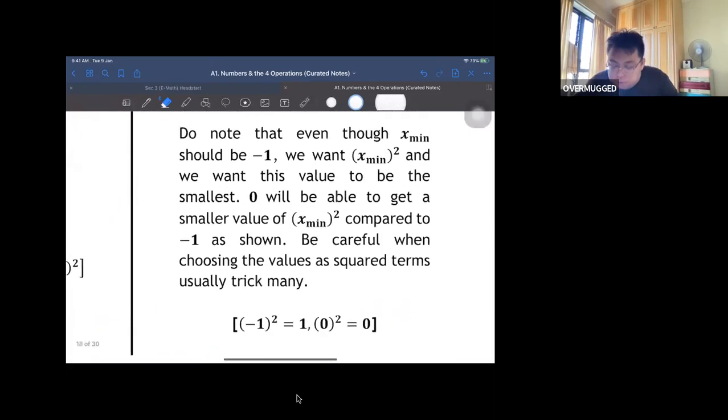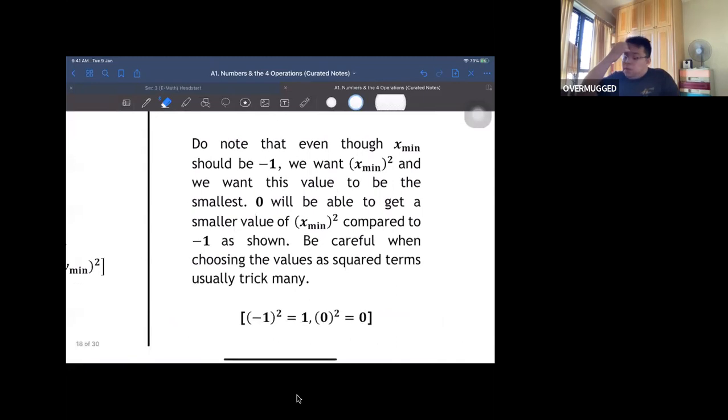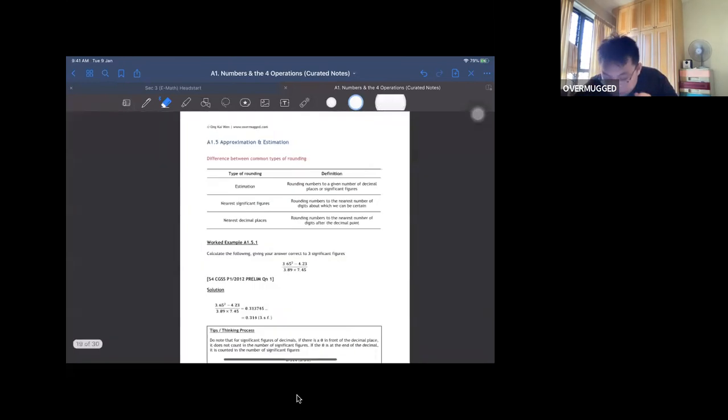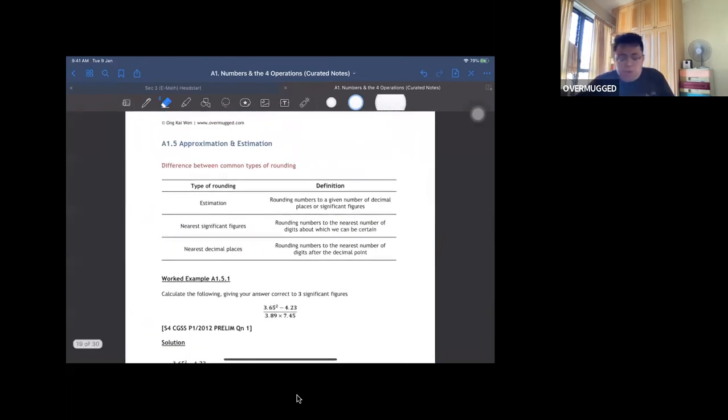Okay, so the little explanation is right here. Do note that even though x min should be -1, we want x min squared, which is -1 squared, which is positive. If you write +1, that's not right, because we want a smaller value, which is 0. So remember that if you can square negative numbers, always take 0. Okay, common mistake.